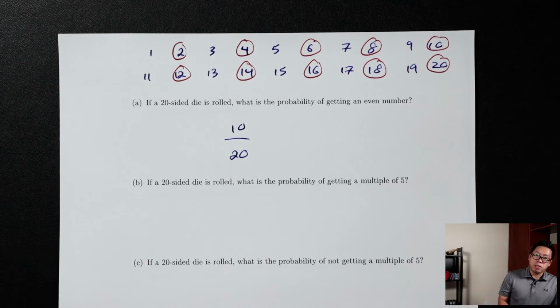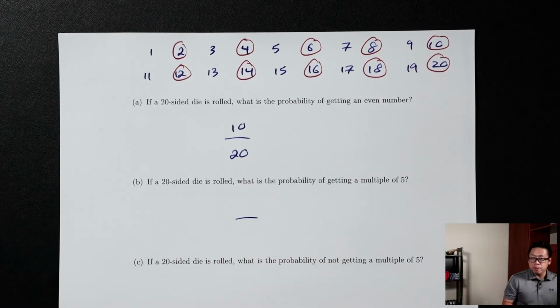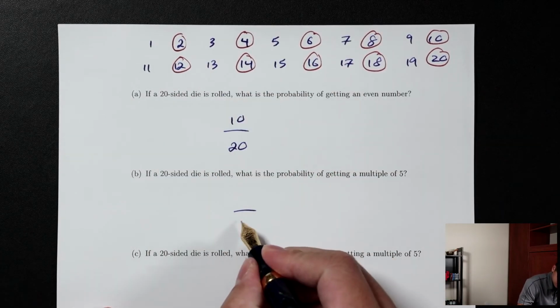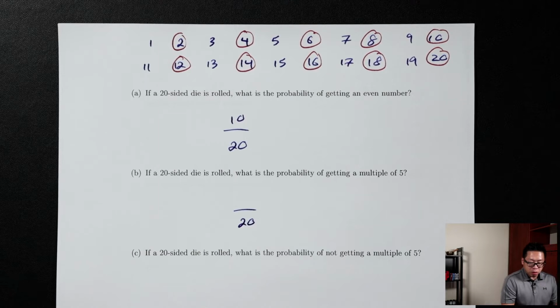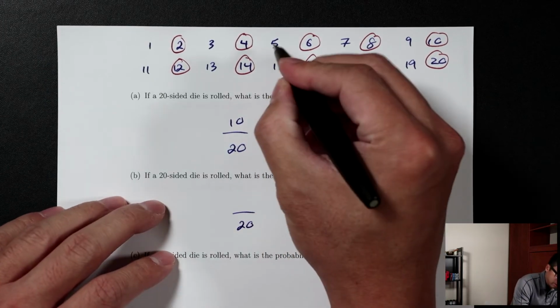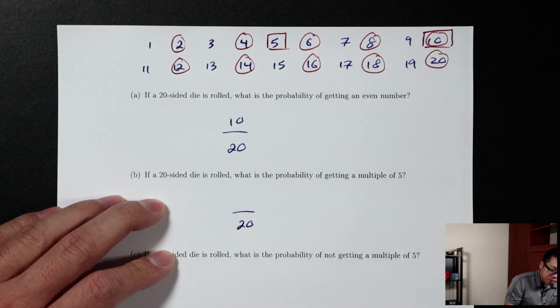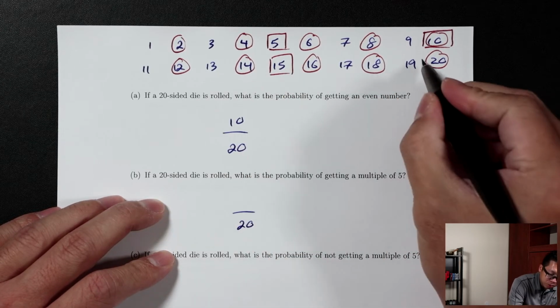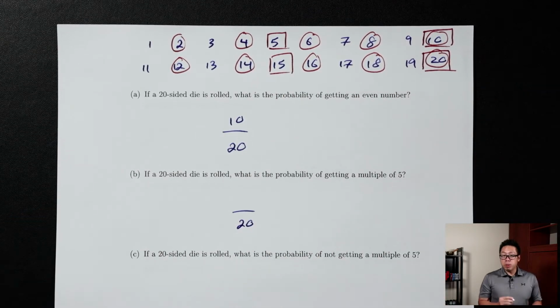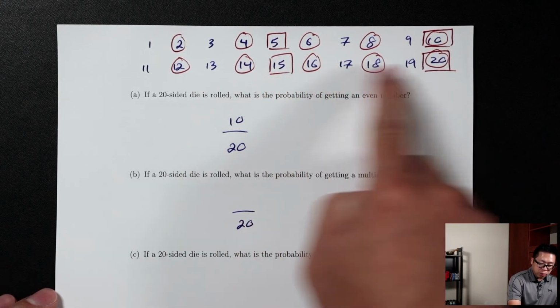For B, if a 20-sided die is rolled, what's the probability of getting a multiple of 5? So the bottom will still be the total of how many different numbers we can get, which will be 20. Up top, how many numbers are multiples of 5? So multiples of 5, I'm going to put a box around. Multiples of 5 means we're just going to count by 5s. So 5 plus another 5 will be 10, plus another 5 will be 15, plus another 5 will be 20. All the numbers that are boxed are multiples of 5. How many are there? 1, 2, 3, 4.